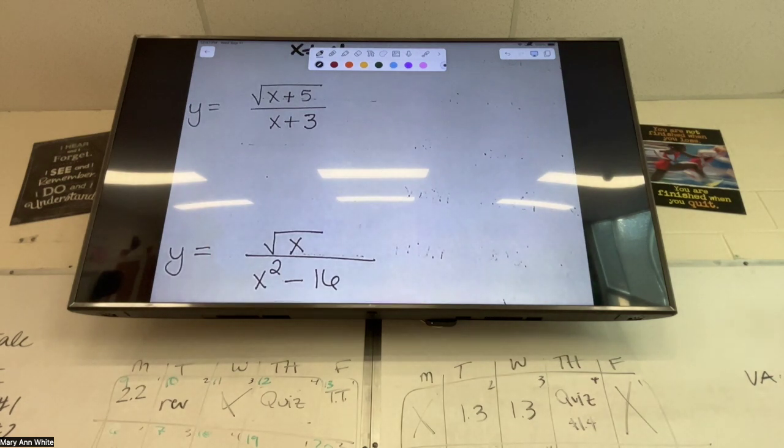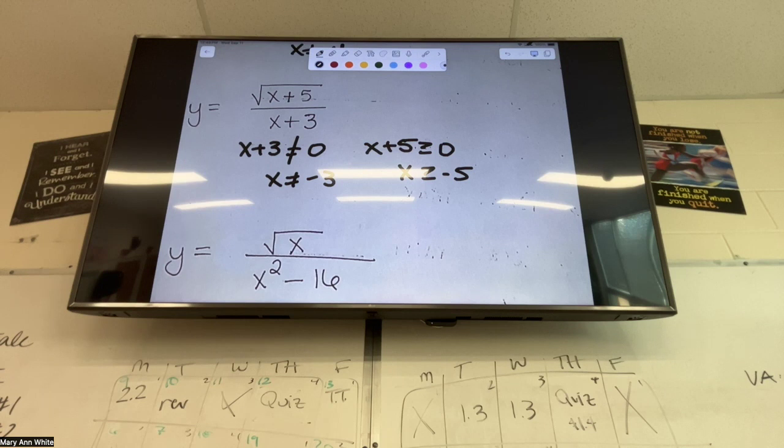So let's do the fraction part first. What's the problem with the fraction? What can I not have? Good, equal to zero in the denominator. So x cannot equal negative 3. And then what's wrong with the radical? Good, I gotta set it greater than or equal to zero. Got that square root on top, I can't have any negative. So x has to be greater than or equal to negative 5.